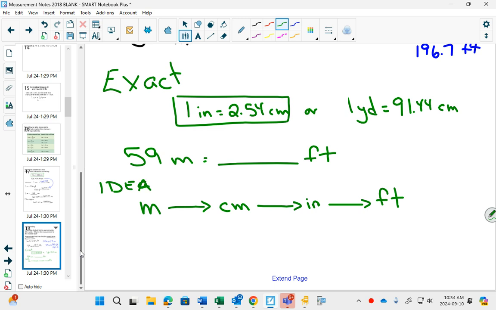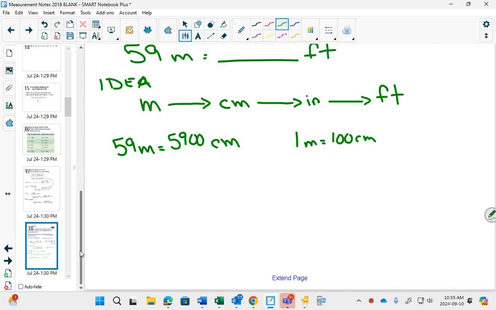Here's our idea. So first of all, 59 meters is how many centimeters? I know that 1 meter is 100 centimeters. So I have 5,900 centimeters. Then for 5,900 centimeters, I know that 1 inch equals 2.54 centimeters.